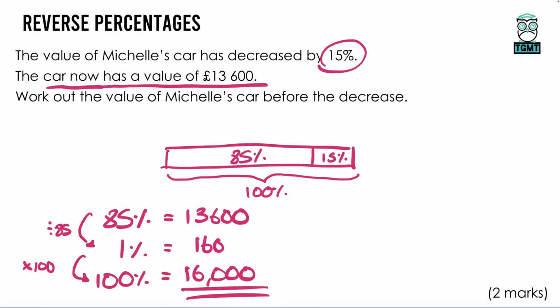£16,000. Now you can also be told that something has gone up in value, and if it's gone up in value, it might be that the percentage you are given is more than 100%. For example, if it had increased by 15% and the car now had a value of 13,600, that would be 115%. We would divide by 115 and then times by 100. But there we go, there is a reverse percentage.